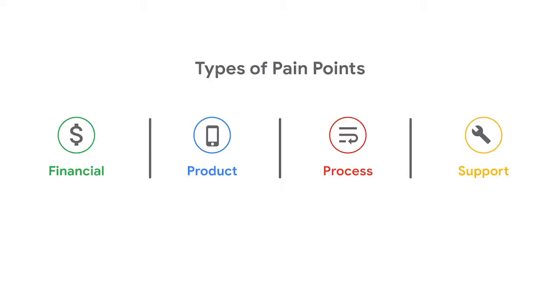There are 4 categories that pain points can fall into: financial, or money-related pain points; product, which are pain points related to quality issues; process, which are pain points related to the user's journey; and support, which are pain points related to getting help from customer service. Identifying the pain points your user is experiencing will help you find potential problems that your design can solve. And this has great value for users and your brand.